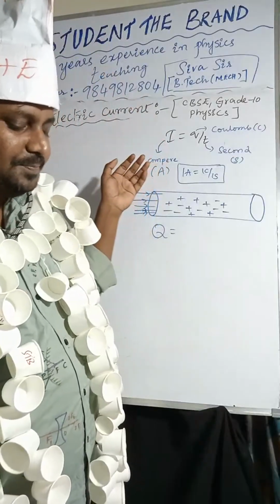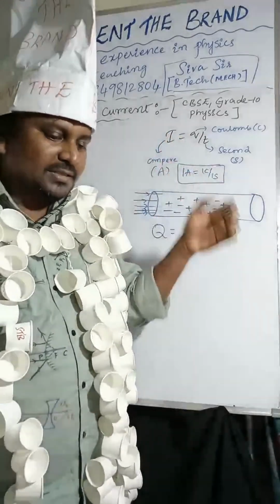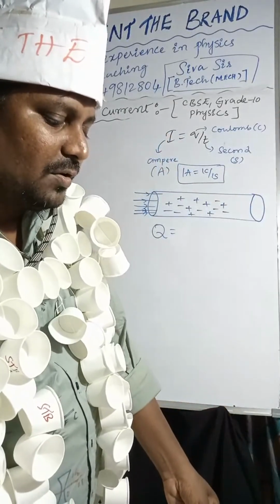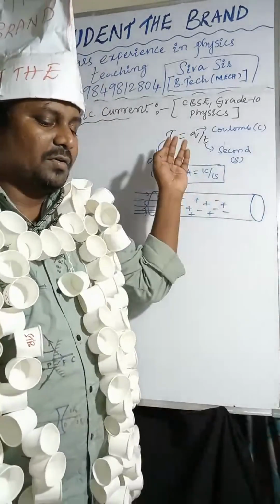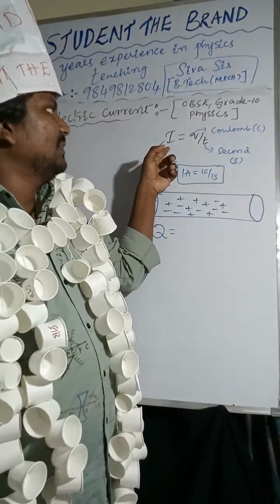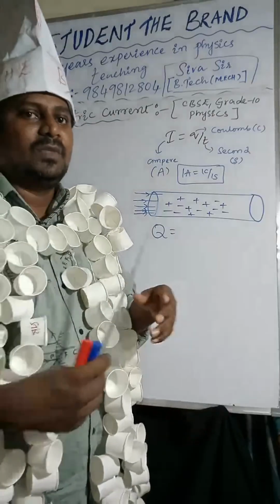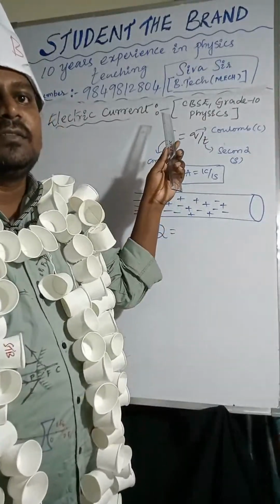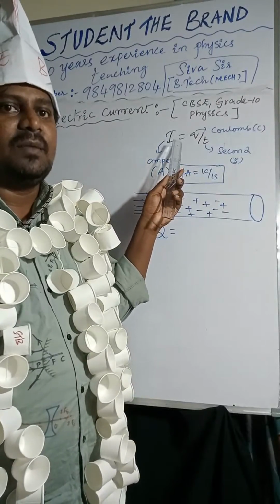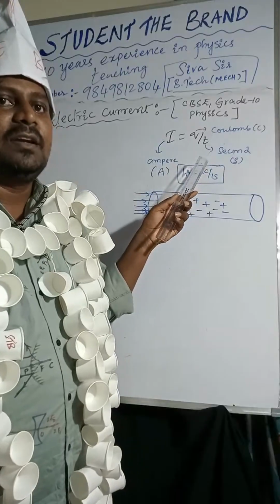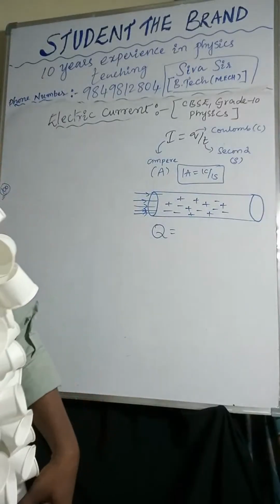So here you can see, the SI unit of current. If I consider I equal to Q by T, where I is the current, the SI unit of current is ampere, the SI unit of charge is coulomb, and the SI unit of time is second. I hope it is visible and audible to all.